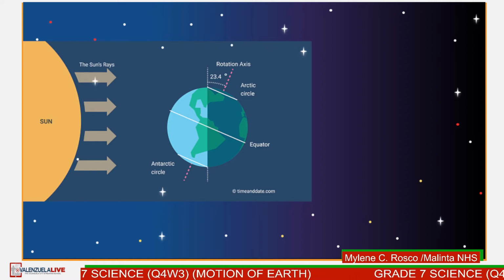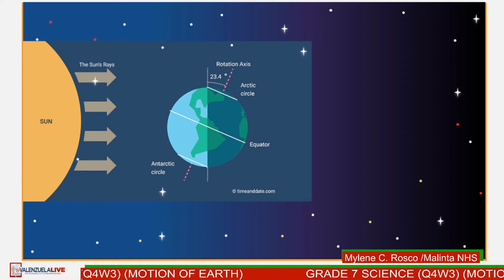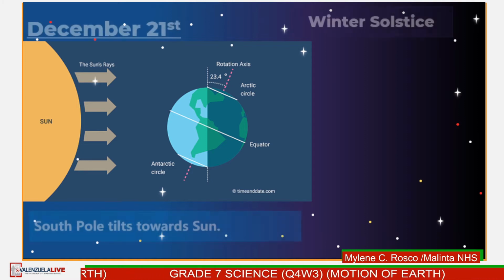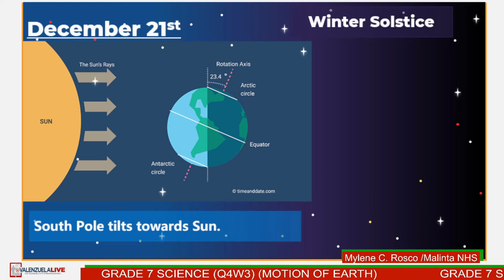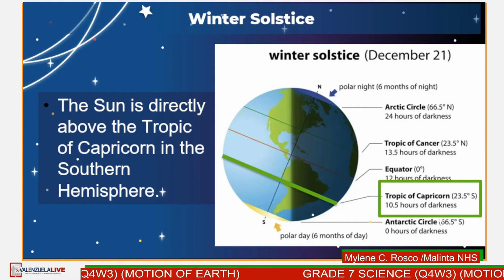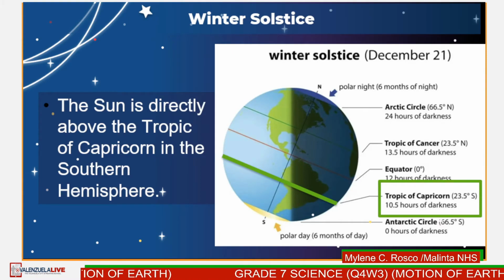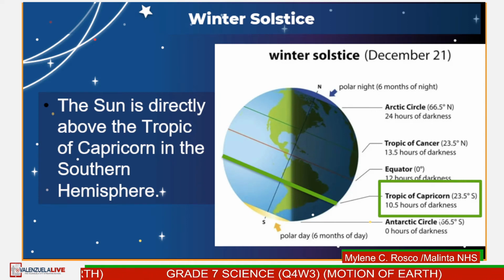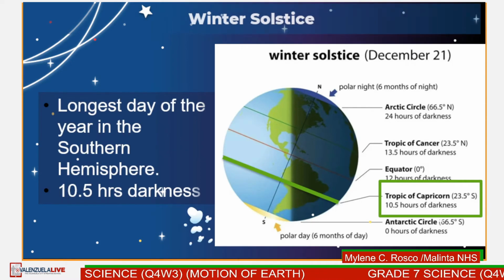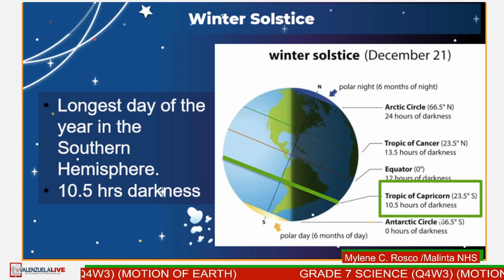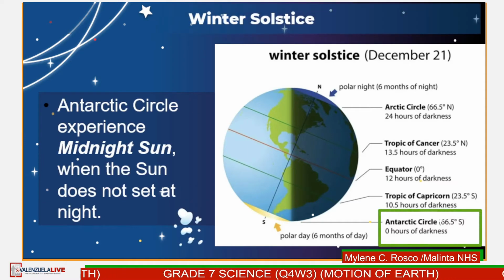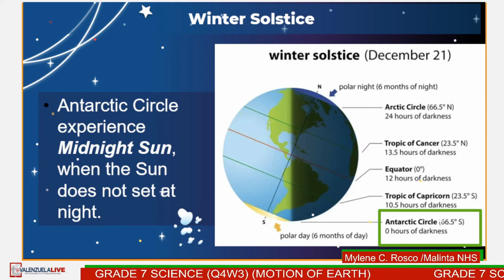Now let's observe this diagram. You can observe that South Pole tilts towards the sun, and because of this position, winter solstice occurs. During winter solstice, the Tropic of Capricorn receives direct rays of the sun, and a larger portion of the southern hemisphere gets heated. Therefore, it is summer in the southern hemisphere with longer days and shorter nights. It is when Antarctic Circle experiences the midnight sun.